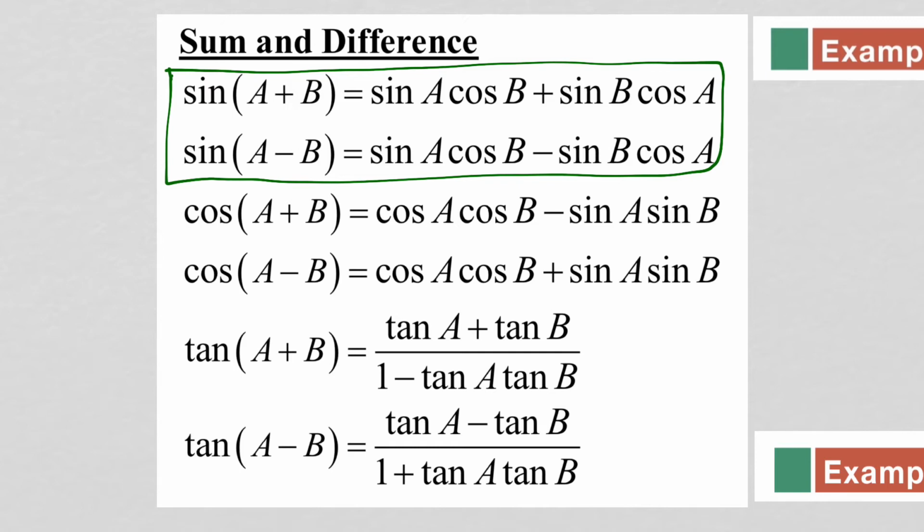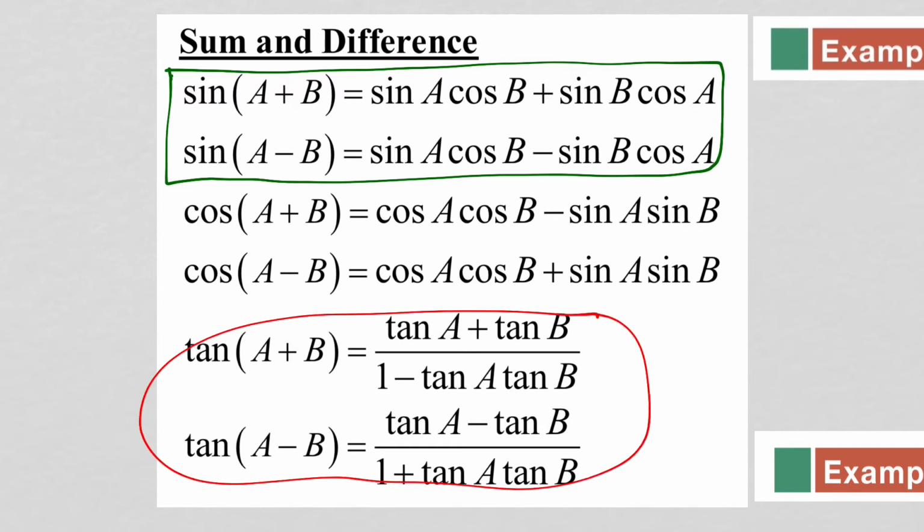And then now for tangent, tangent's a little bit different. Tangent of a plus b and tangent of a minus b involves a fraction. But once again, if you look at these two formulas here, they are very similar. The only difference is you have a positive here and a negative here. And then in the first formula, you have a positive on top and a negative in the bottom. And in the second formula, you have a negative on top and a positive in the bottom.